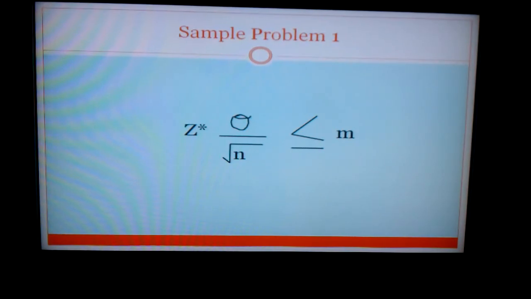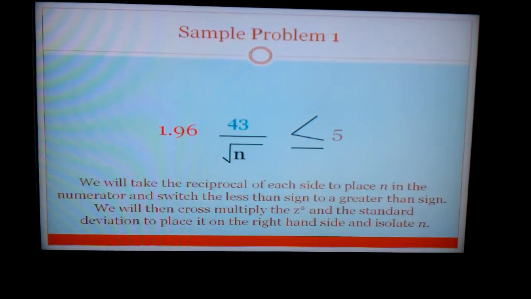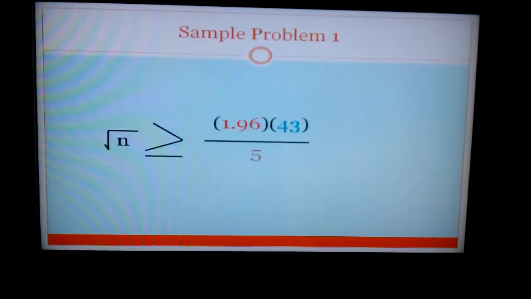Sample problem 1. We are looking for n. We replace z-star with 1.96, m with 5, and sigma with 43. We will take the reciprocal of each side to place n in the numerator and switch the less than sign to a greater than sign. We will then cross multiply the z-star and the standard deviation to place it on the right hand side and isolate n. This is the outcome of that.